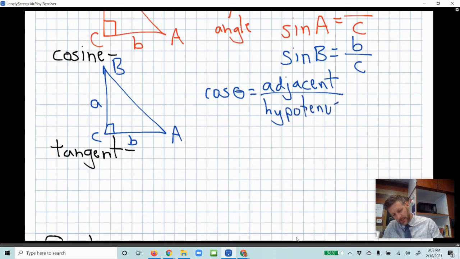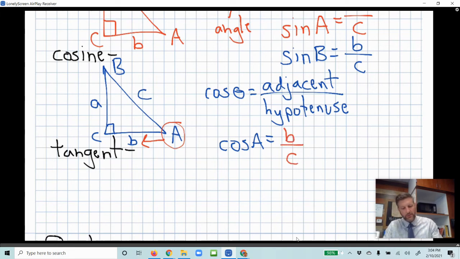Now, adjacent means next to. So in this case, once you pick the angle that you're going to set a ratio up of, then you're going to look for the side that's right next to it. So if I were to say cosine of A, so that would be right here, well, what side is right next to it? B. So cosine of A is B over C. Notice C is the hypotenuse. Also, you can notice that C is next to angle A, but C is the hypotenuse. The hypotenuse will never be the opposite or the adjacent leg.